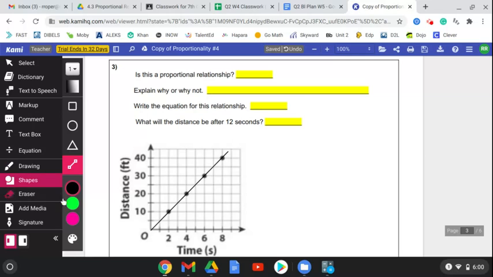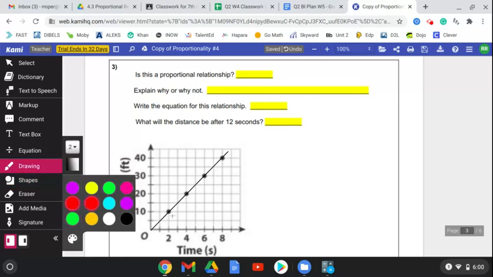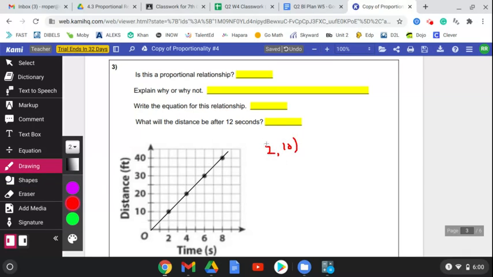So let's write the equation here. To write the equation, let's first write the ordered pairs. From the origin, I would go right 2, up 10. So that first point is (2, 10). Then I would go right 4 and up 20, so I have the point (4, 20). The third point, I would go right 6 and up 30, so this is the point (6, 30). Then the fourth point, right 8, up 40. So that's the point (8, 40).